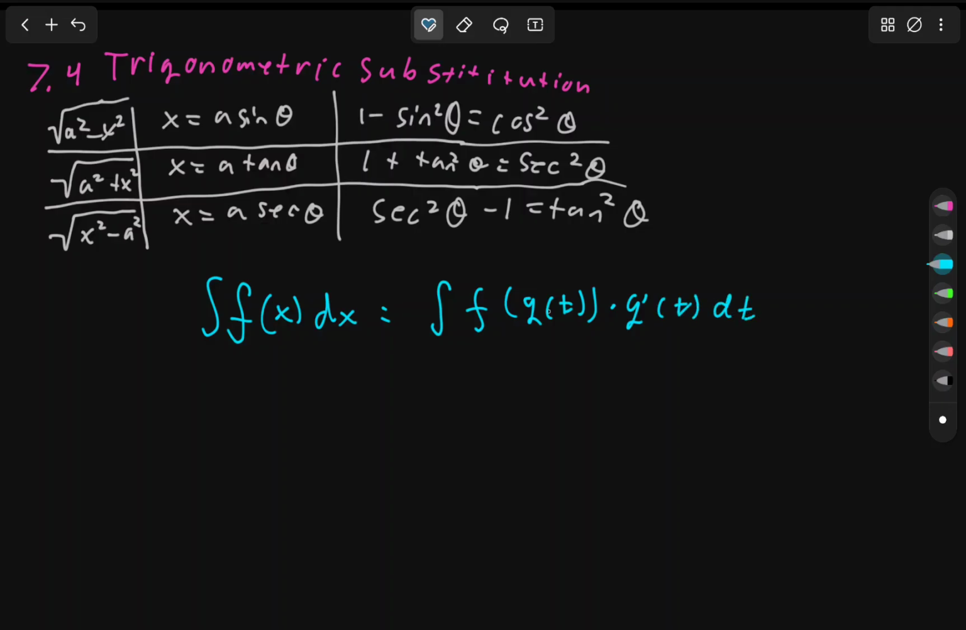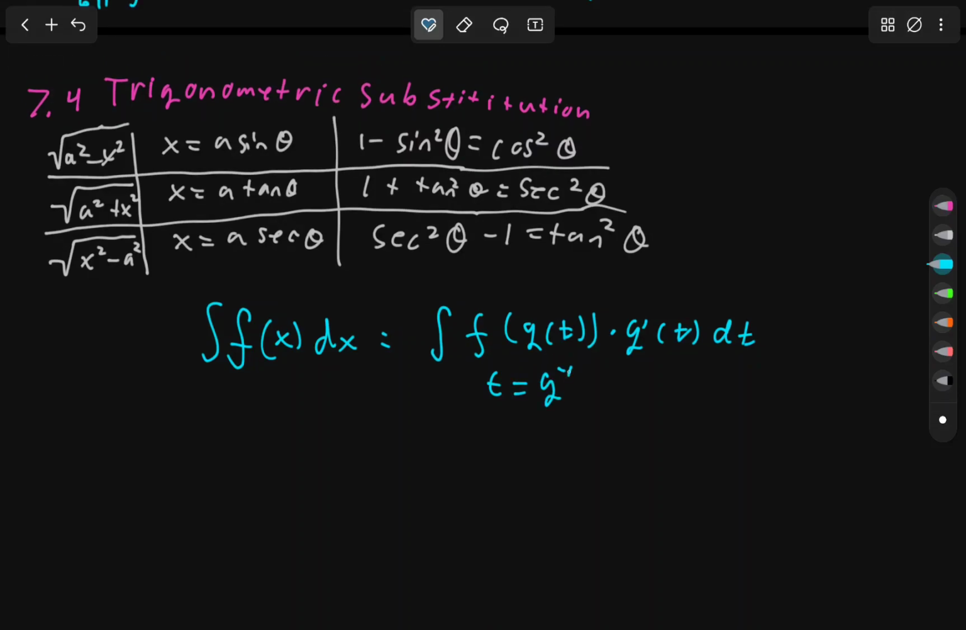dt. Now, the cool thing about this g of t is that g of t is actually going to be a composite function in itself, where this t is an inverse function. So t would be g inverse, and because we were originally in x's, it would be like g inverse of x.